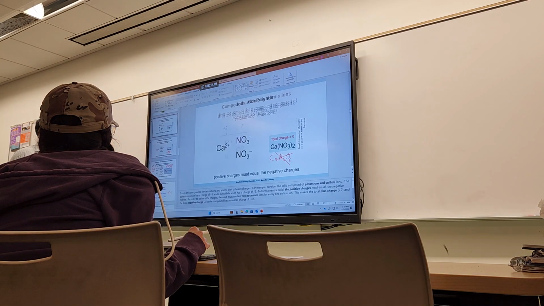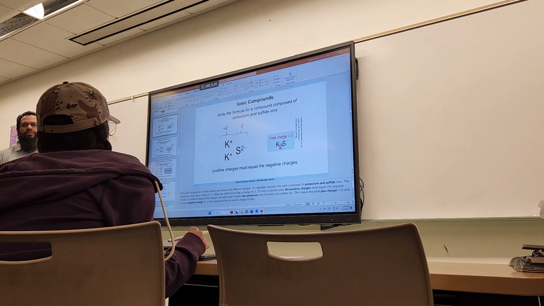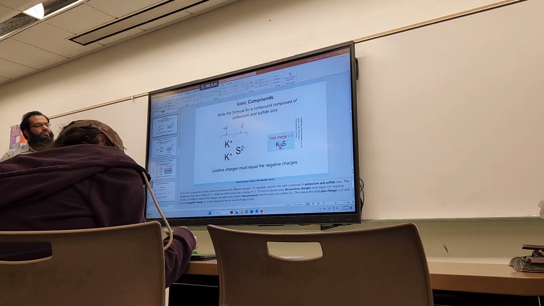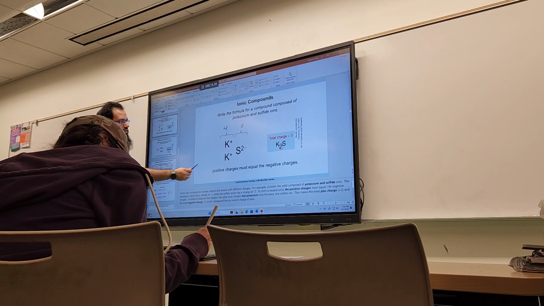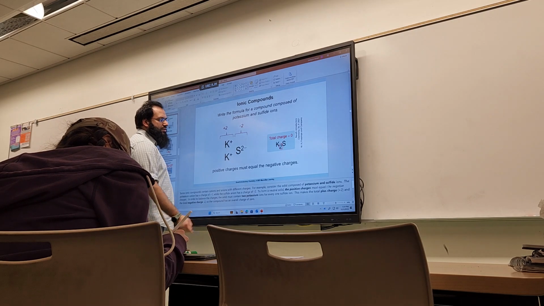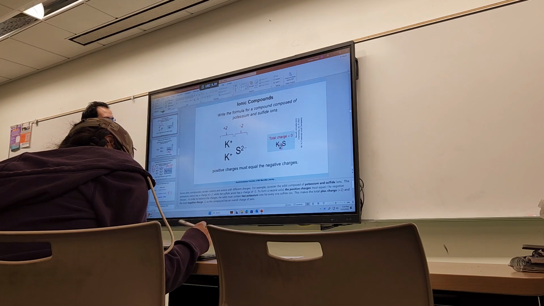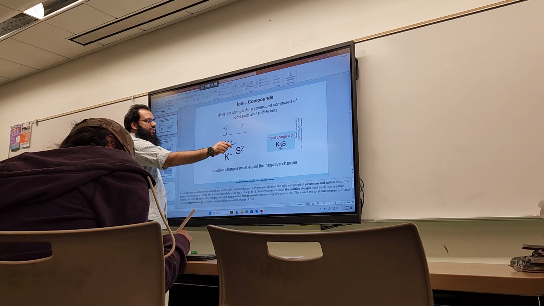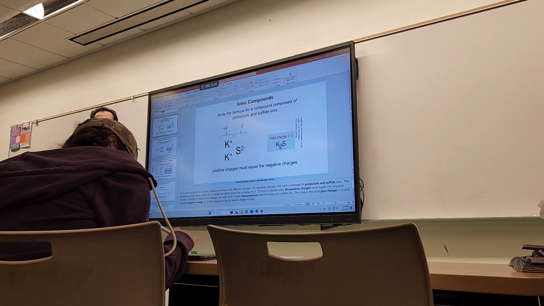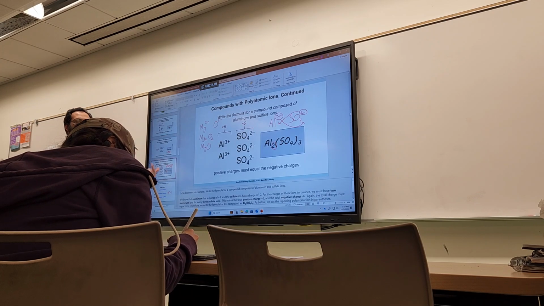Based on the charge, you should be able to predict what the formula is going to be. Keep in mind, the formula only depends on the charge. You have to try to make the charge 0. So if I have K plus and S2 minus, in order to have a total of 0 charge, I need 2 potassiums and 1 sulfur. K2S.